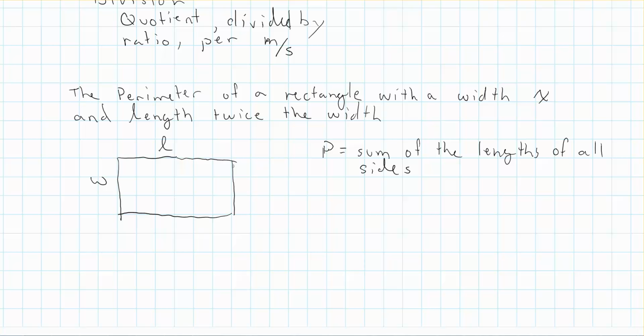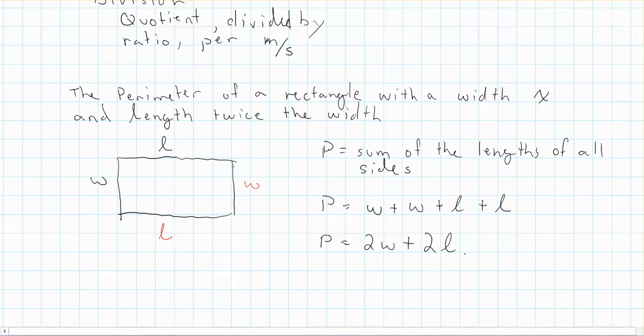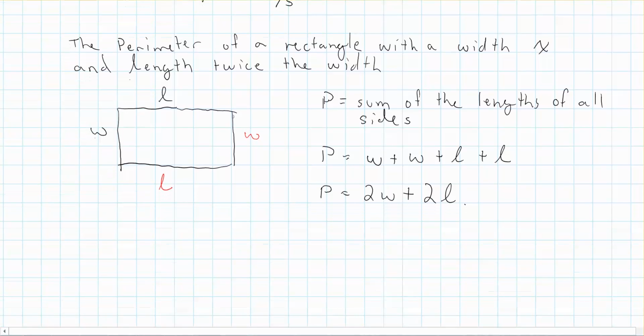So since I've got this labeled here, I know that since this is a rectangle, this is also length W, and then this one down here is length L. So the perimeter here would simply be W plus L plus W plus L, which is 2W plus 2L.